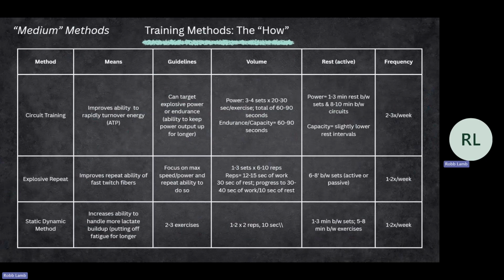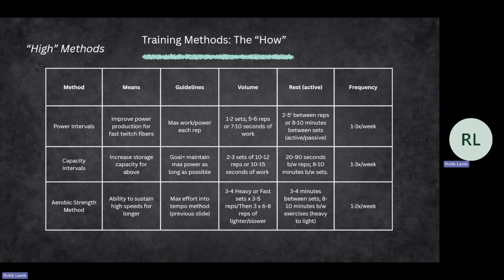These are medium, moderate intensity methods. This is where things like circuit training kind of fall. And so again, I'm not going to spend a ton of time going through these, but they're here for you to look through and be able to utilize on your own, and again, make them your own. And then these higher intensity methods. Again, you're really looking at improving power production for those fast twitch muscles and being able to sustain really high speeds for a lot longer when you're getting into these.